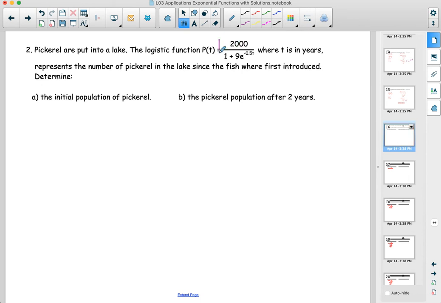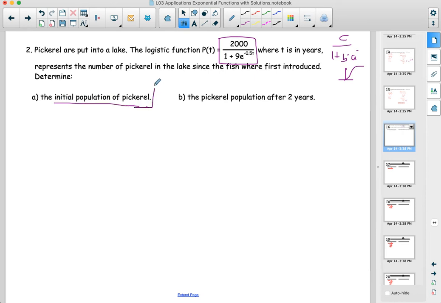This is an example of a logistic function that you possibly looked at in advanced functions, where you have a constant over 1 plus another constant times an exponential function to a negative exponent. That's the logistic function, and it ends up tracing out a curve that has an increasing rate of change followed by a decreasing rate of change. So there's our function. The first thing we're asked to do is to find the initial population of pickerel.